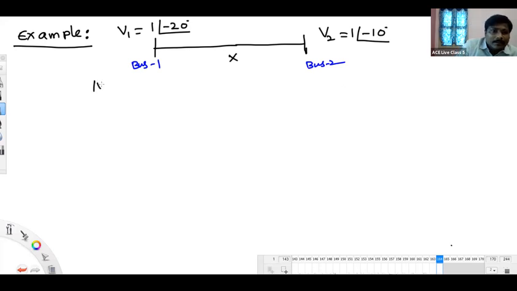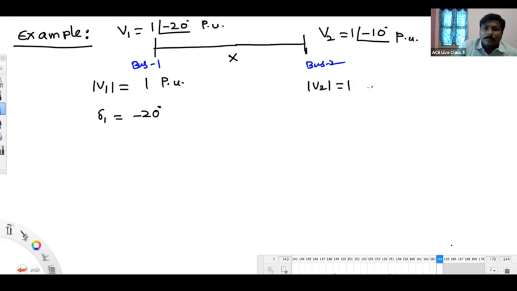Observe here. Magnitude of bus 1 voltage is 1 per unit, delta 1 is minus 20 degrees. Mod V2 is 1 per unit, delta 2 is minus 10 degrees. Now tell me, from which bus to which bus will real power be flowing? From which bus to which bus will reactive power be flowing? That's the question. Real power direction: bus 1 to bus 2 or bus 2 to bus 1?